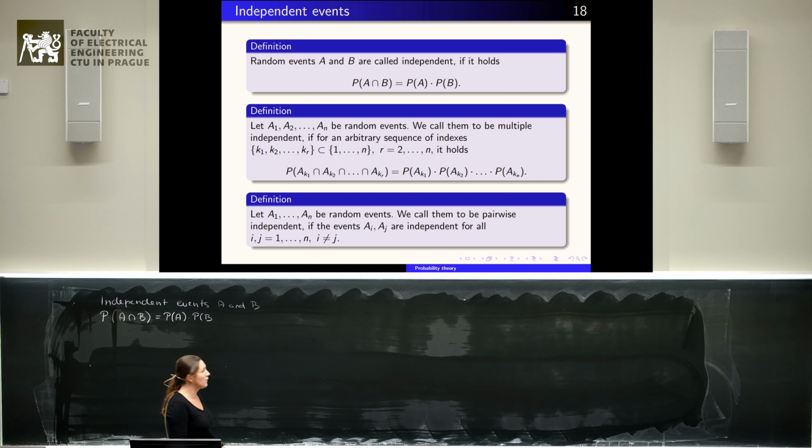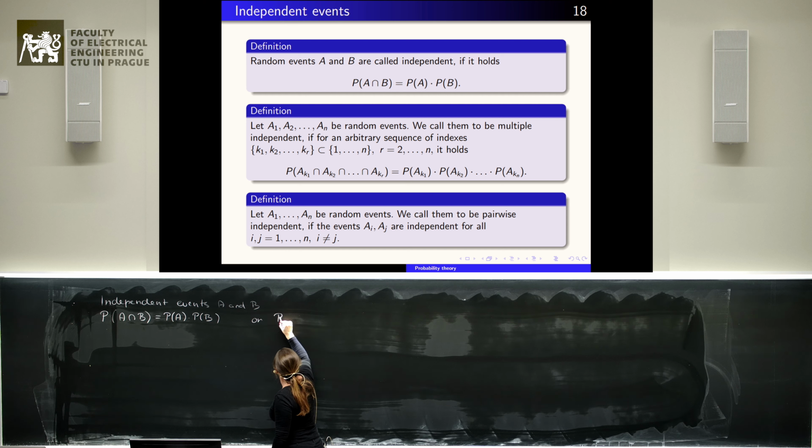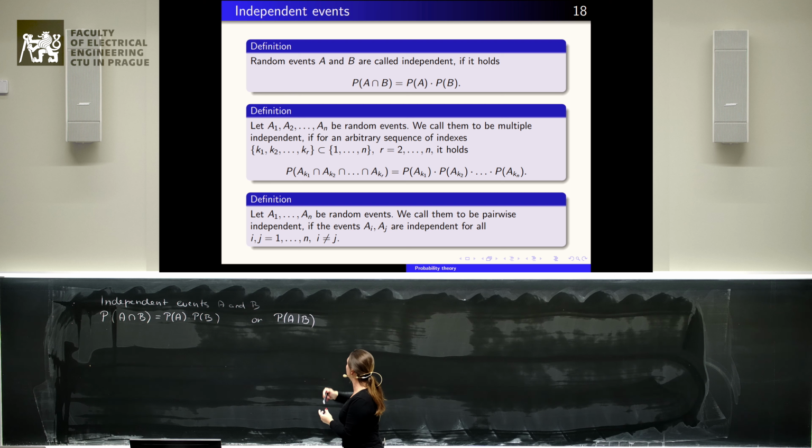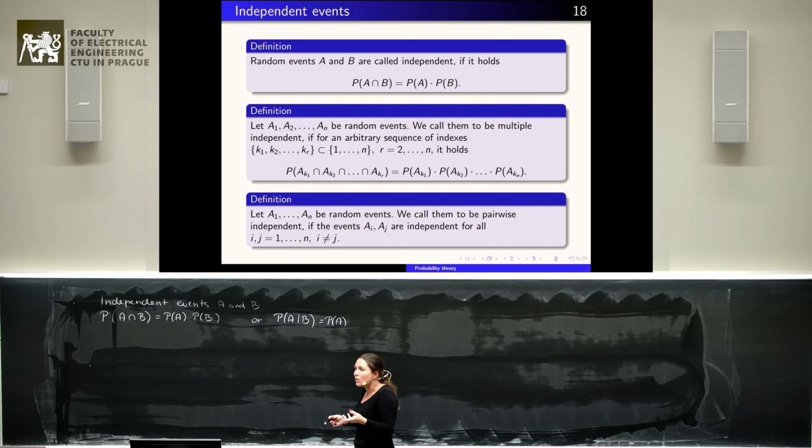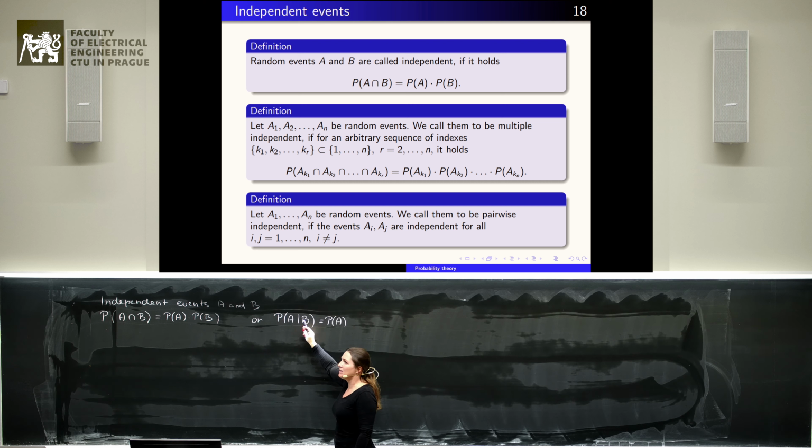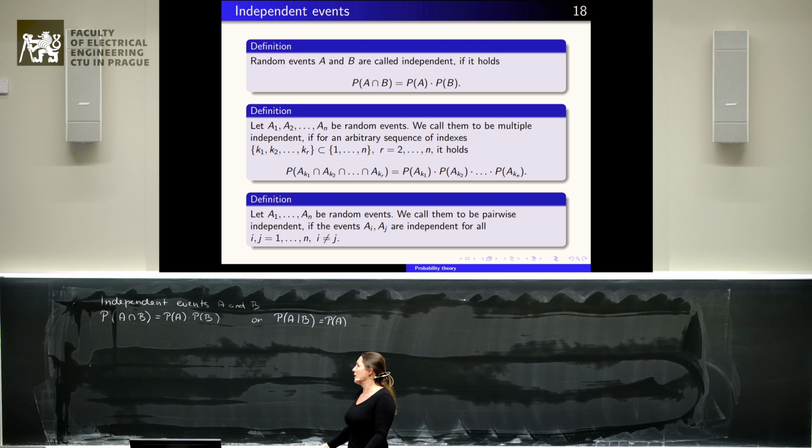Another definition which you can find is that the probability of A conditionally on B is equal to the probability of A, because when A and B are independent, then B has no influence on the behavior of the event A. So it means that the probability cannot be changed by the condition given by the event B, because they are independent.